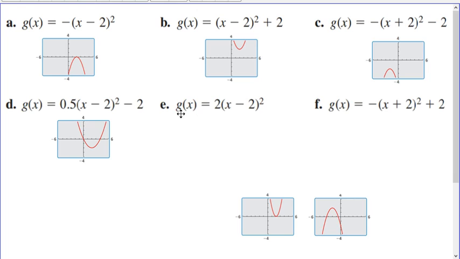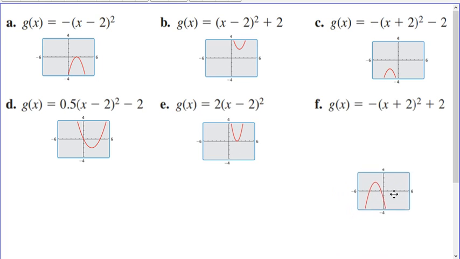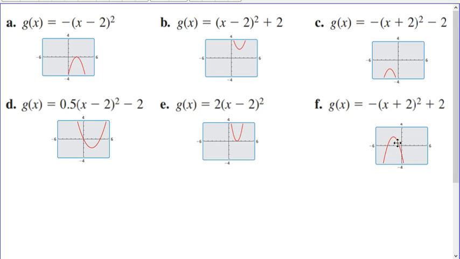We have this next function. 2 multiplied in front stretches the parabola taller, and then minus 2 on the inside with x moves the parabola to the right. This has been moved to the right, and it's skinnier than the other parabolas, which means it has been stretched taller. And then let's just check this last one to make sure.